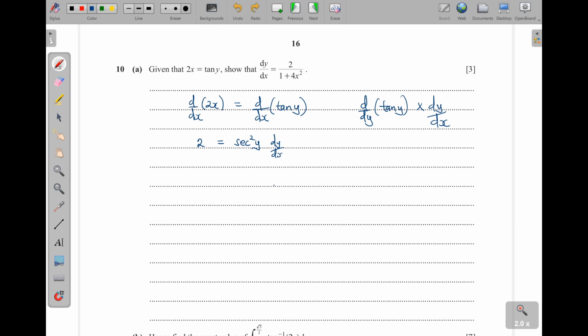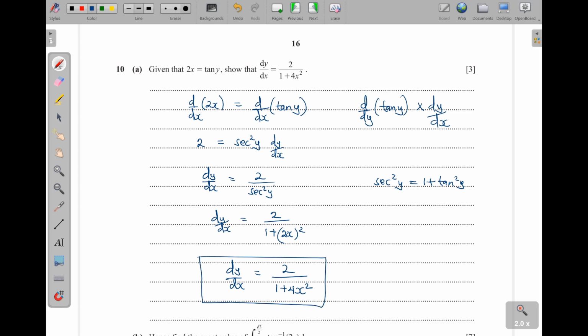So meaning our dy/dx is going to be equal to 2 over sec squared y. But we also know that sec squared of an angle is equal to 1 plus tan squared of that angle. Okay, so I will have my dy/dx here, which is equal to 2 over sec squared y, and tan y is 2x. So meaning tan squared y will be the 2x here, then you square it. So finally, we get our dy/dx as 2 over 1 plus 4x squared.